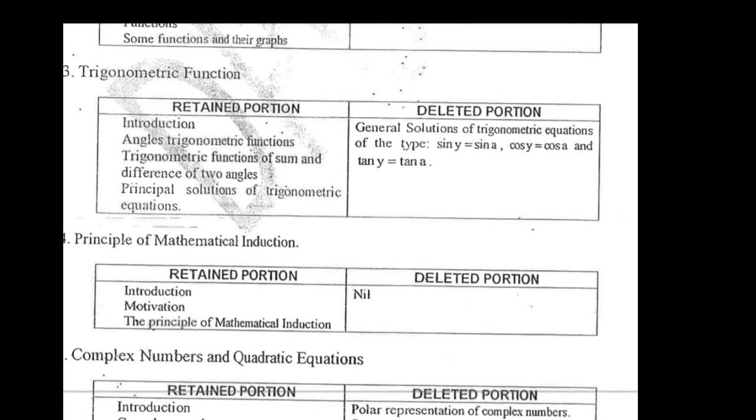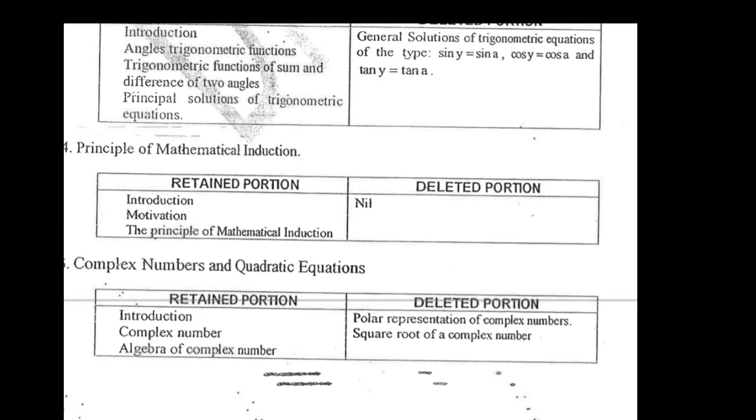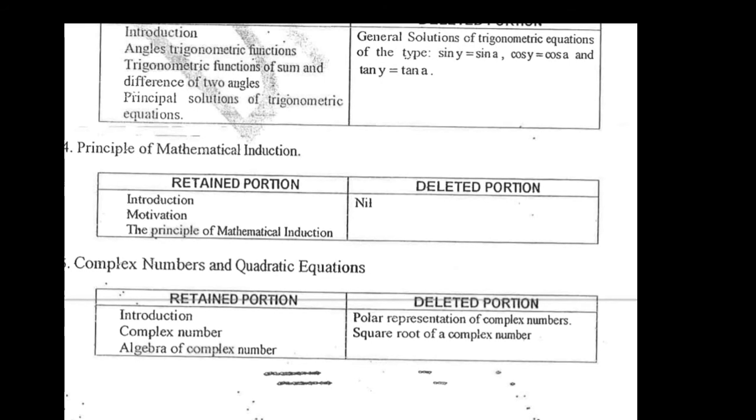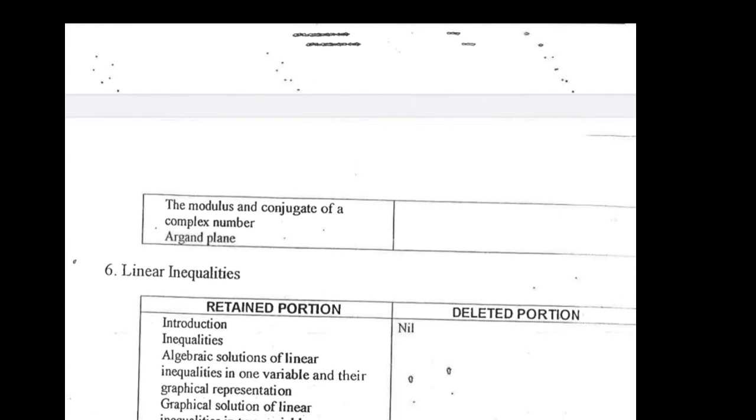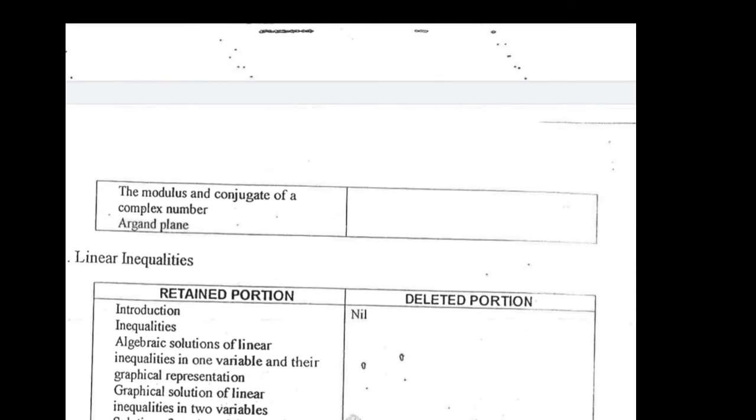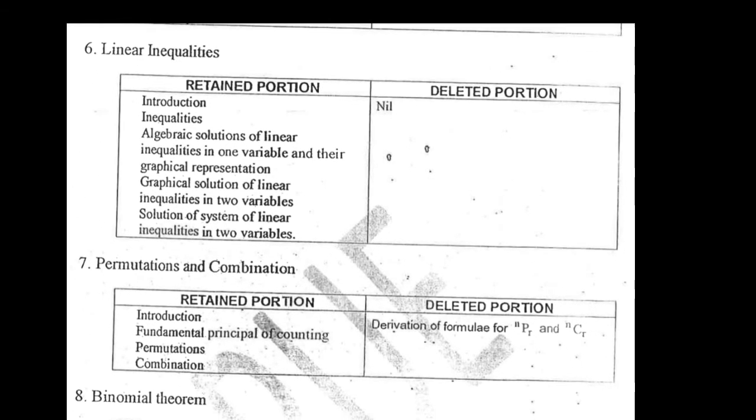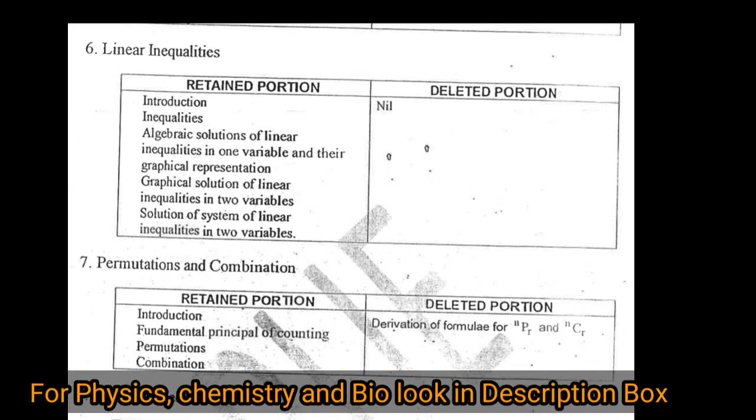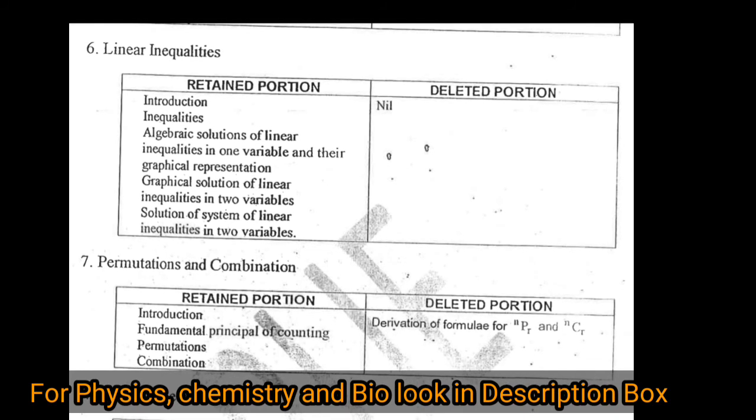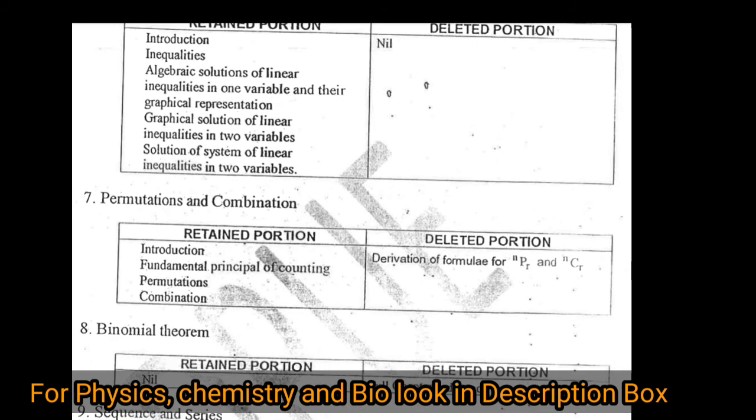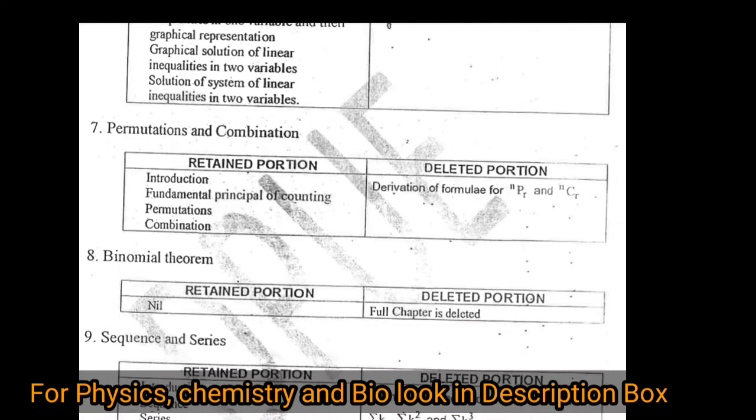And in complex numbers, there is deleted syllabus. Polar related information in complex numbers, you need not work out. Linear inequalities also have no deleted portion; everything is retained in that chapter. Permutations and combinations, NPR, NCR: derivation proofs are not given. So NPR and NCR related problems are there, don't get confused. Binomial theorem, I already discussed this point: the full chapter is deleted.